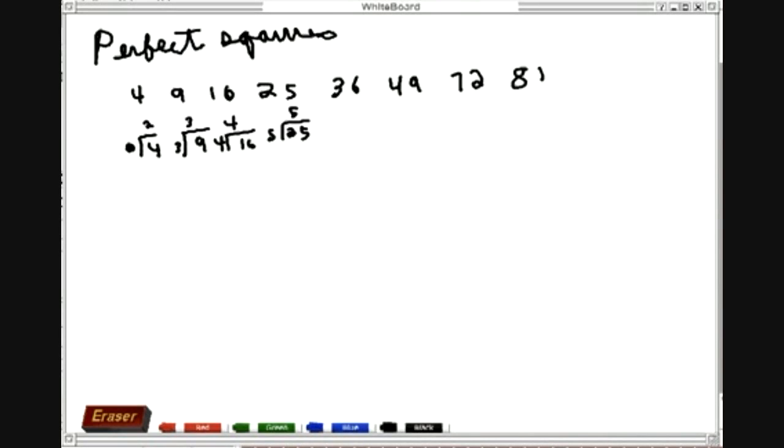In order to understand square roots, first you have to understand squares. For example, 4 is 2 times 2, 9 is 3 times 3, 16 is 4 times 4, 25 is 5 times 5, and so on for the rest of them. Well, the square root is the reverse of that. 4 divided by 2 gives you 2, 9 gives you 3, and 16 gives you 4. That's all fine with perfect squares.